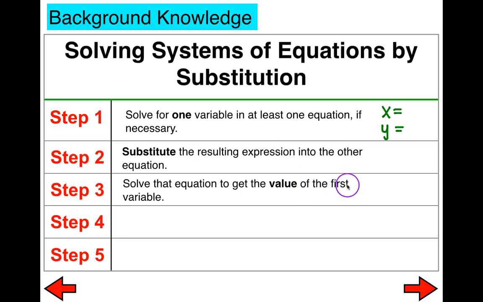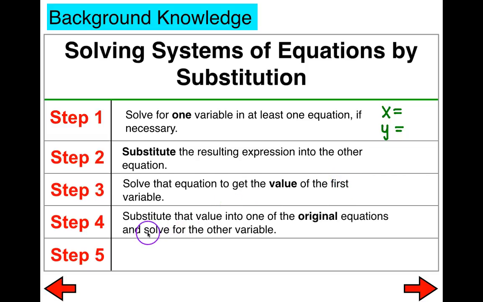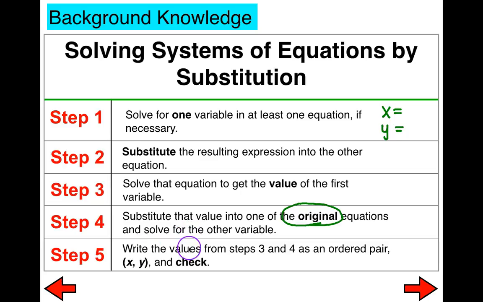And by first variable, there's no particular order. It doesn't matter if it's x or y. Step number 4, you're going to substitute that value into one of the original equations and solve for the other variable. It's very important that you use an original equation. And step number 5, write the values from steps 3 and 4 as an ordered pair and make sure you write it as x comma y. Some of my students do write it backwards. And last but not least, you better make sure you check.